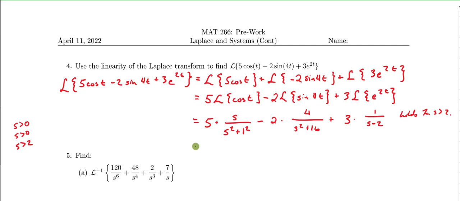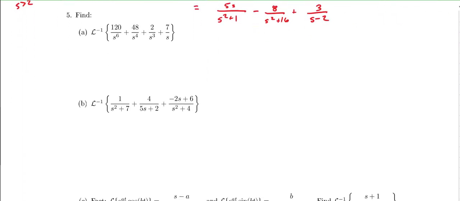So folks, we could clean this up. Let's go ahead and do so. We could write this as 5s over s squared plus 1 minus 8 over s squared plus 16 plus 3 over s minus 2. All right. Now I'd like to practice working backwards with the Laplace transforms using the inverse transform. And these are going to steadily get a little more difficult as we go along.